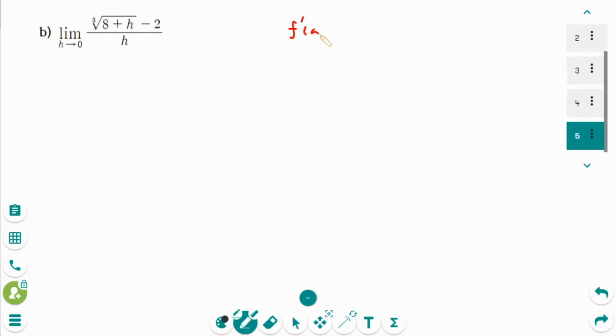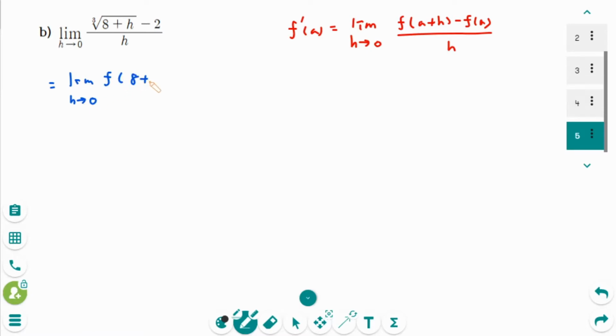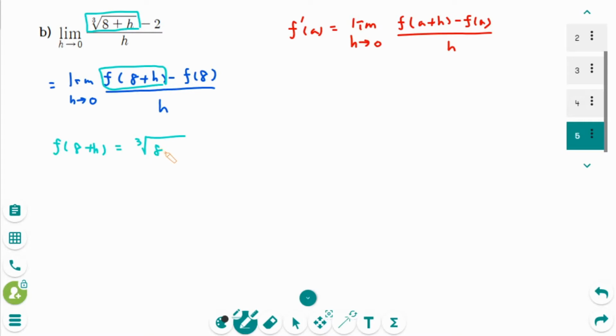Number b. f prime a equals the limit as h approaches 0 of f of a plus h minus f of a, over h. So we can rewrite as the limit as h approaches 0 of f of 8 plus h minus f of 8, over h. Then the first one: f of 8 plus h equals the cube root of 8 plus h. Then f of 8 equals 2, which is the cube root of 8. Then f of x equals the cube root of x. So this means f prime 8, and a equals 8.